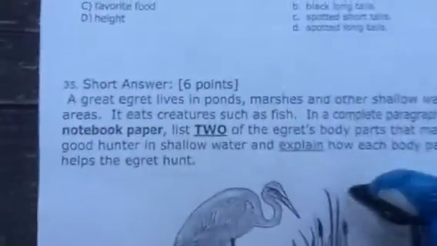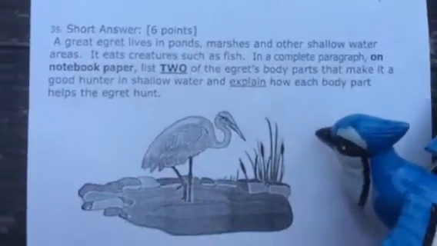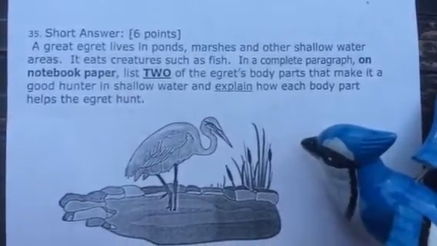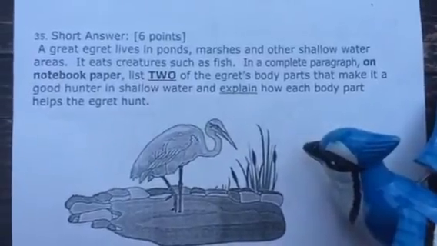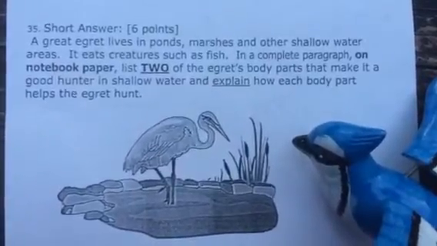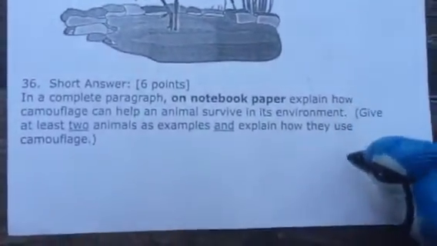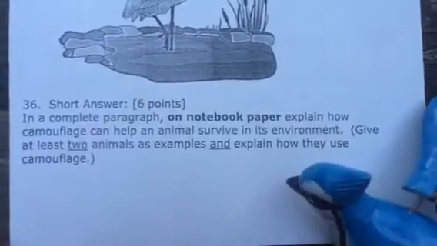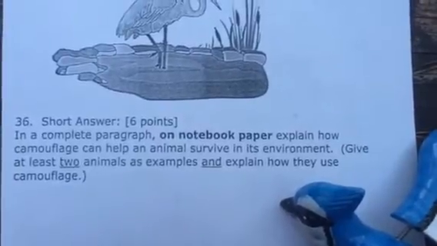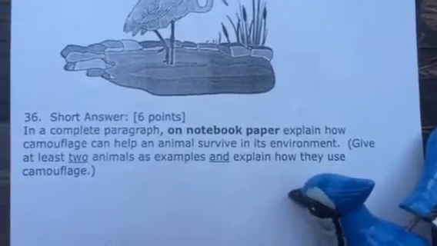Short answer, number 35. A great egret lives in ponds, marshes, and other shallow water areas. It eats creatures such as fish. In a complete paragraph on notebook paper, list 2 of the egret's body parts that make it a good hunter in shallow water and explain how each body part helps the egret hunt. 36. Short answer. In a complete paragraph on notebook paper, explain how camouflage can help an animal survive in its environment. Give at least 2 animals as examples and explain how they use camouflage.